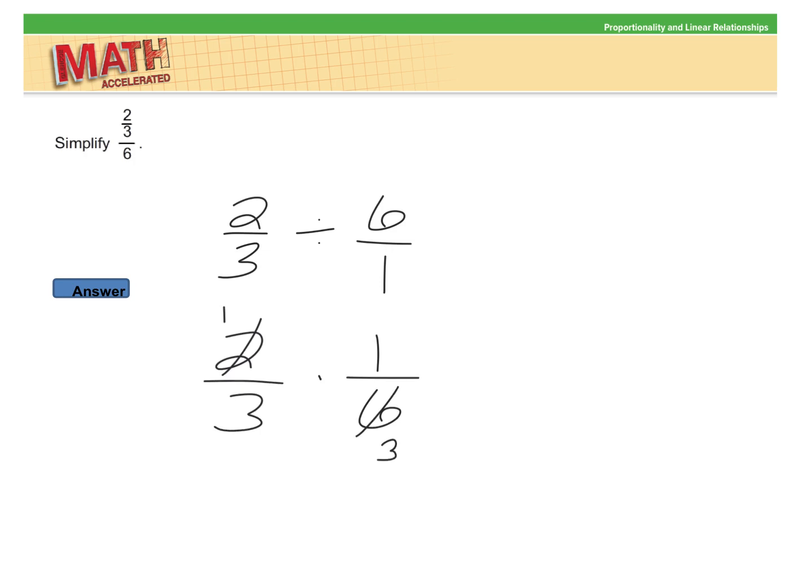Can I simplify anything else? Can these two 3s simplify? Why not? Because their relationship isn't correct, right? They have to be on the top and the bottom. Okay, so if we multiply straight across, what do we get? 1/9. Good job. So if we have a whole number, put it over 1. That doesn't change it, because what is 6/1 still? Still 6, right? Okay, nice job.